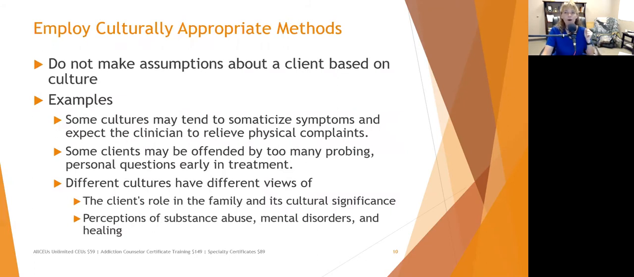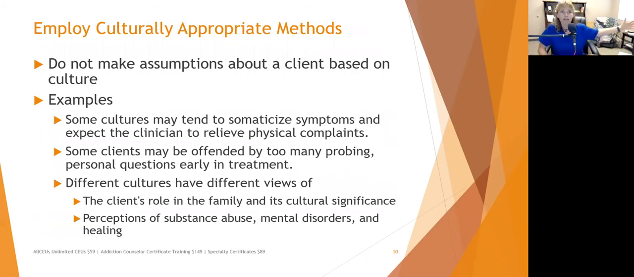We need to employ culturally appropriate methods, which means don't make assumptions about a client based on culture. And you're like, well, I thought you just said culturally appropriate. Knowing about a culture is important because it gives you a foundation from which to build.